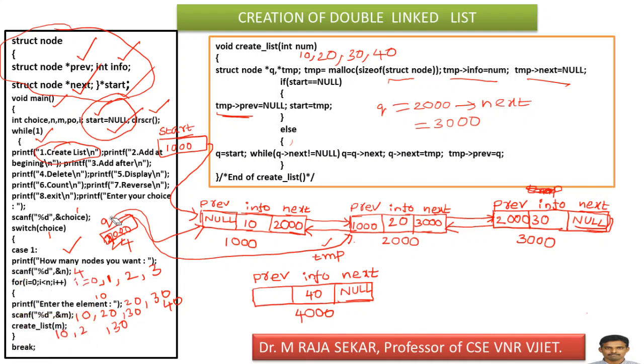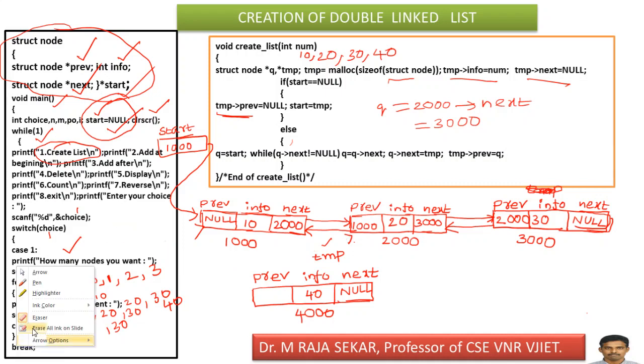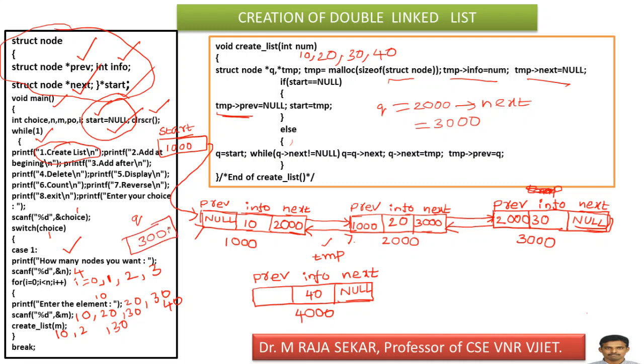Let me choose eraser otherwise. Let me erase this one. Now how can I write? Let me choose pen. Your q is 3000. Just see this one. q is 3000. q is a pointer variable. Here it is 3000. It will point to a node whose address is 3000. Isn't it? q equal to q->next means 3000. Again you will go back. 3000 next. q->next means what here? q->next means 3000 next, null. Null not equal to null, false. This while loop is terminated.